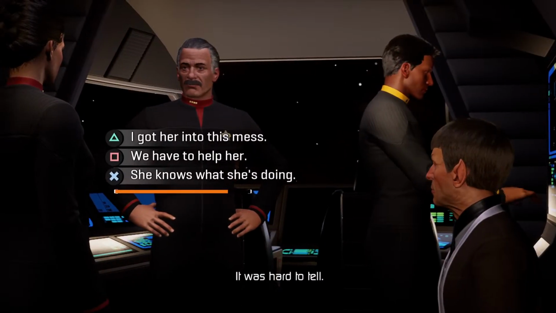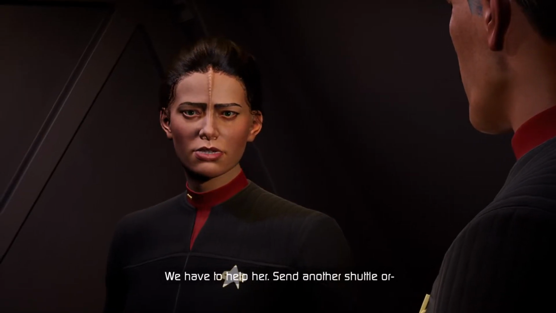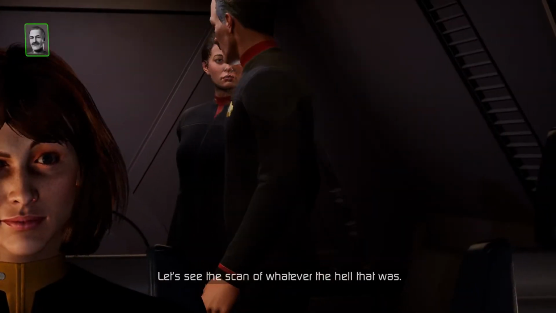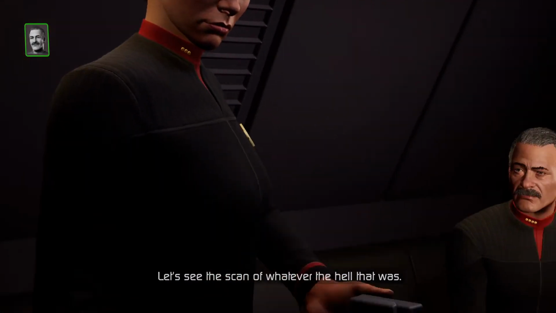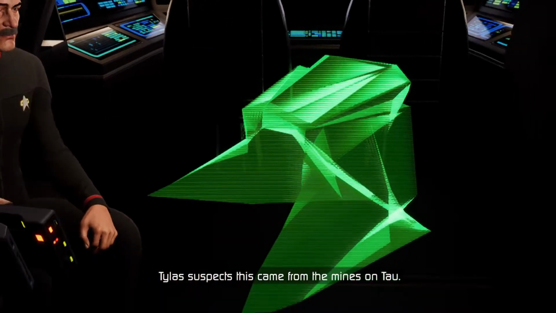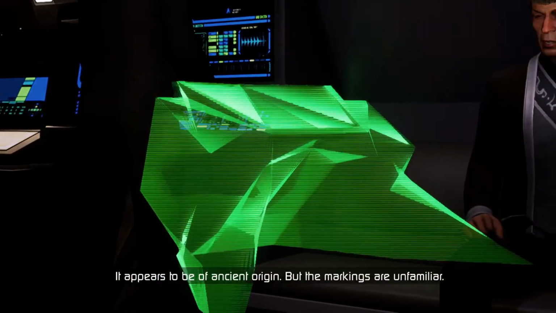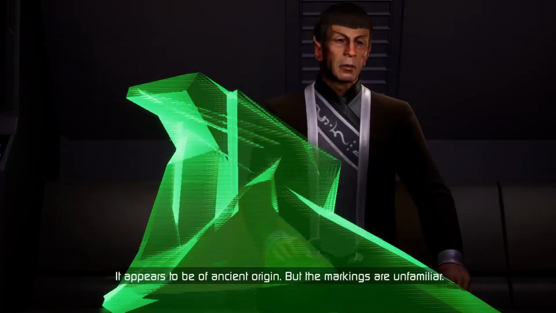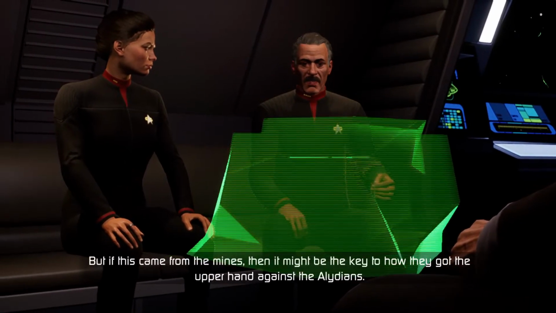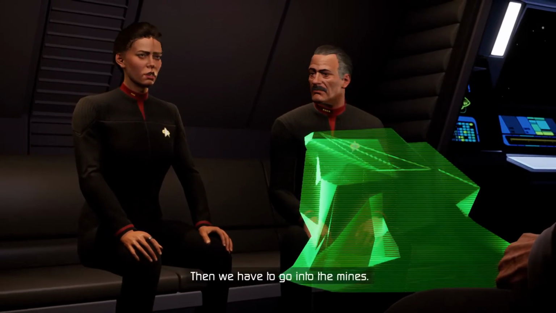It was hard to tell. We have to help her. Send another shuttle. We're not doing anything yet. Not until we know more. Let's see the scan of whatever the hell that was. Tylus suspects this came from the mines on Tau. It appears to be of ancient origin, but the markings are unfamiliar. We can run a full analysis when we get back to the Resolute. But if this came from the mines, it might be the key to how they got the upper hand against the Illidians. Then we have to go into the mines.